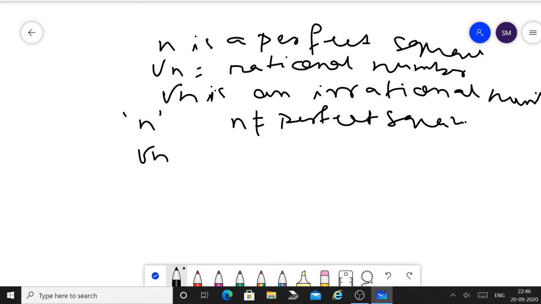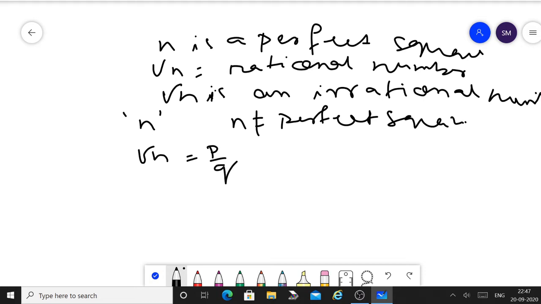If it is a rational number, it can be written in the form p by q. Then root n equals p by q, where p and q are in simplest form and q is not equal to 0. According to the condition of a rational number, p and q both are in lowest terms, which means they do not have any common factor.